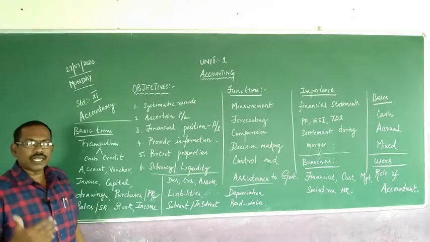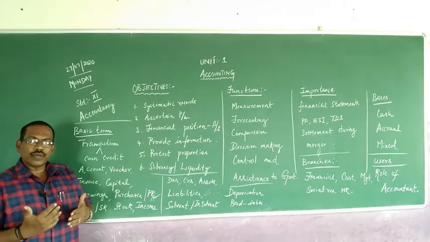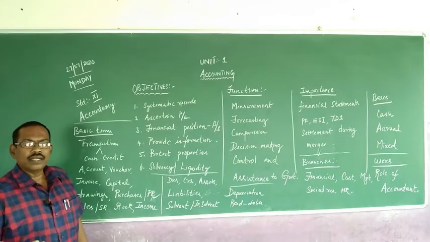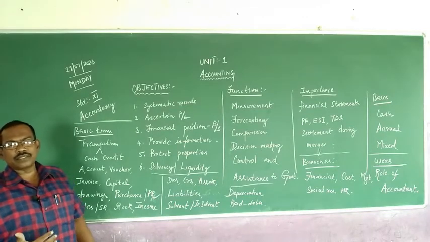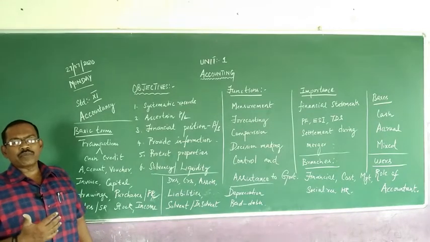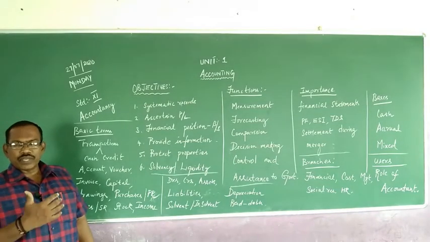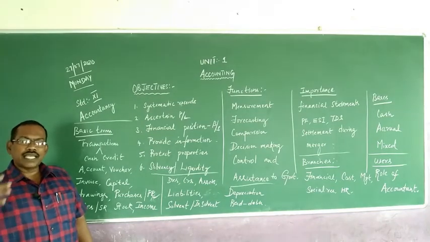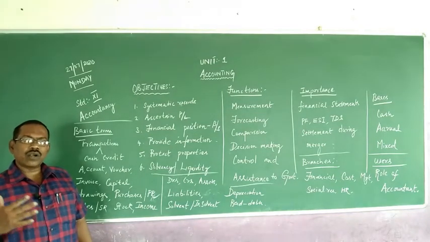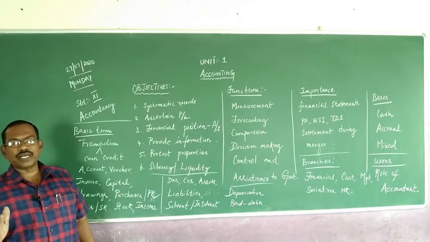We start with a transaction, then we start recording with the journal, then we post them into the ledger, then go for preparation of the trial balance, then go for the trading profit and loss account and balance sheet. With that we come to opening entries, once again starting from the journal. Since this is cyclical in process, it is called the accounting cycle. This is what we learnt in our previous class.